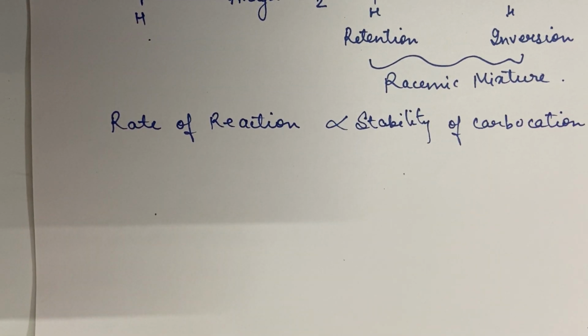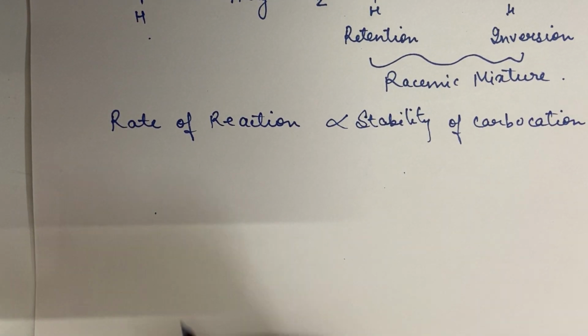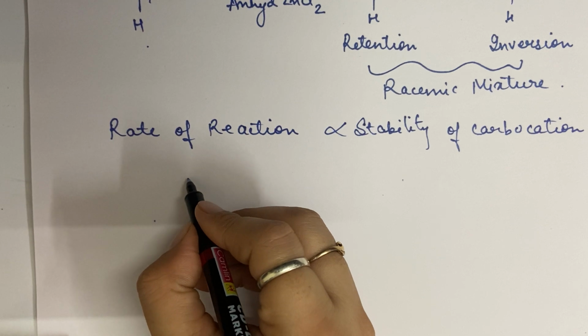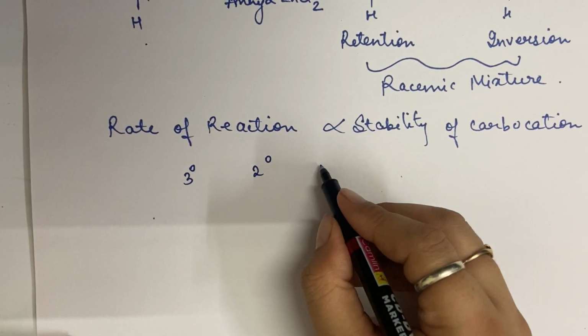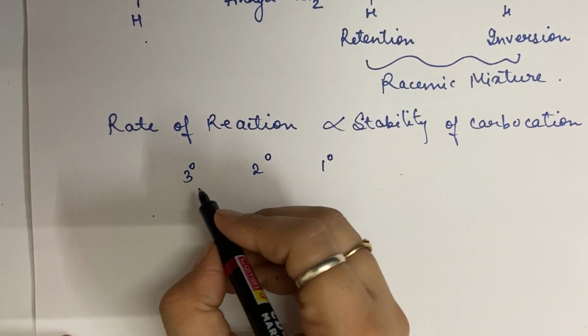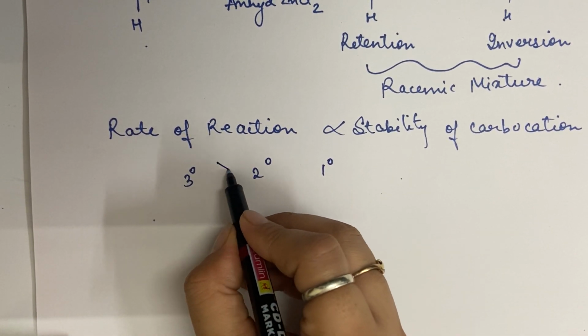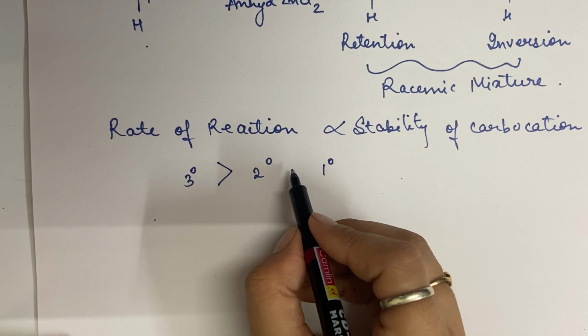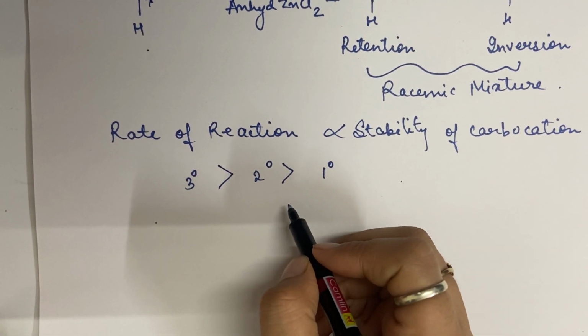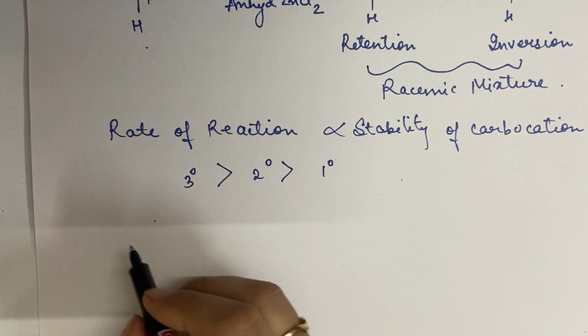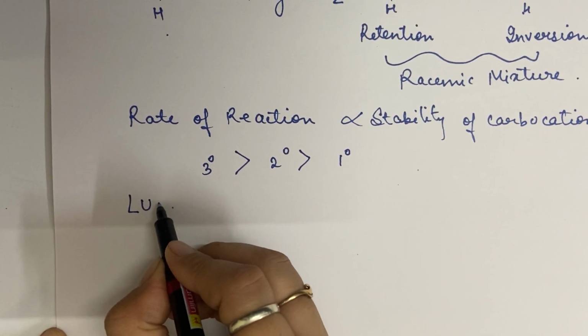Basically, what I am trying to say is that if you have a compound with a tertiary alcohol, one with a secondary alcohol, and one with a primary alcohol, the tertiary alcohol will show its reaction quickly, the secondary will react slower than the tertiary, and the primary will be the slowest. So this is the Lucas test.